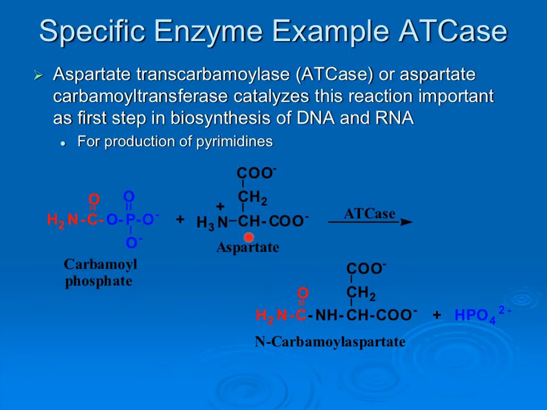This is aspartate, and it's going to make carbamoyl aspartate, okay, which is just one of the steps to make DNA or RNA. It's a much more complicated metabolic pathway overall, but this is the first step. Okay, so this is the enzyme that does that.